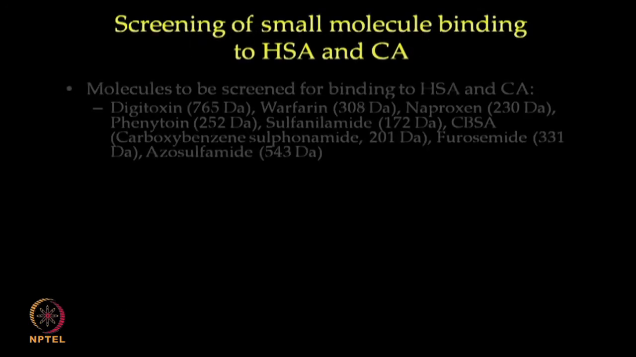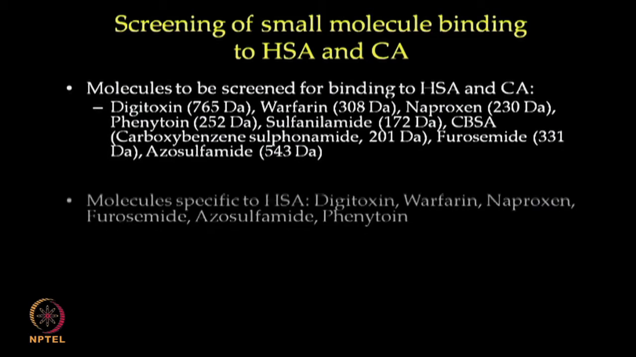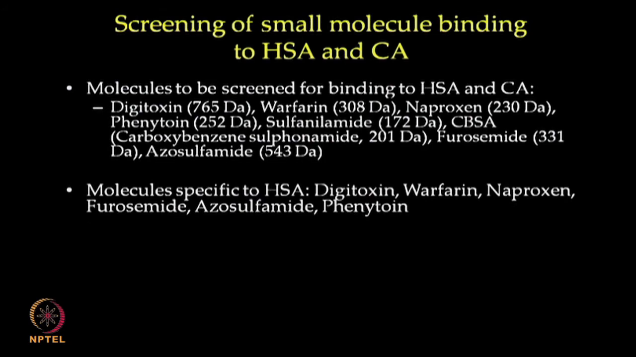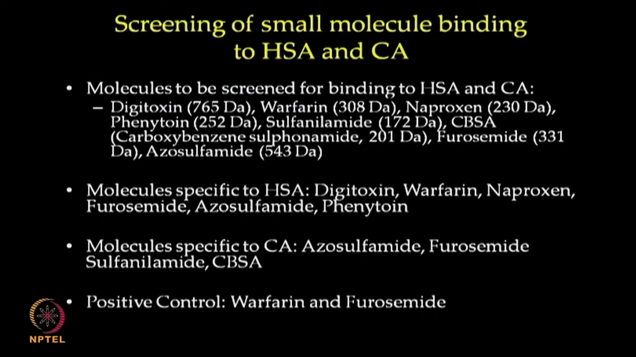These small molecules to be screened for binding will include digitoxin, warfarin, naproxen, phenytoin, sulfanilamide, carboxybenzene sulfonamide, furosemide and azosulfamide. Some of these molecules are specific to HSA, whereas the rest are specific to CA, furosemide being specific to both. Warfarin will be used as a positive control for human serum albumin and furosemide for carbonic anhydrase.